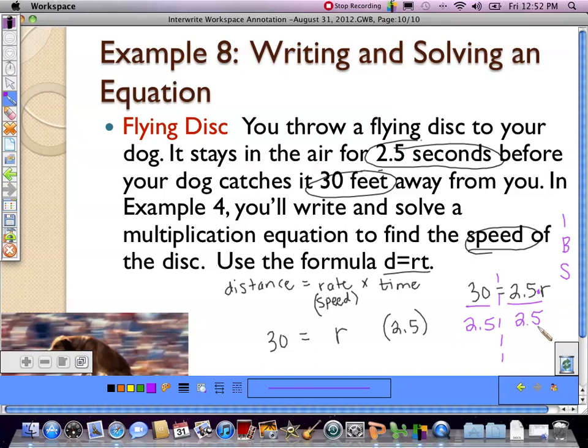2.5 divided by 2.5 is equivalent to 1, so you can cancel these numbers. Strike through them. The R is going to come down, the equals will come down, and now you're going to have to compute 30 divided by 2.5, which will give you 12. So your rate is 12 feet per second. That is your final answer. And if you were to plug in 12 right here for the R, for the speed, you would see that 12 times 2.5 does indeed give you 30. So this is the correct answer.